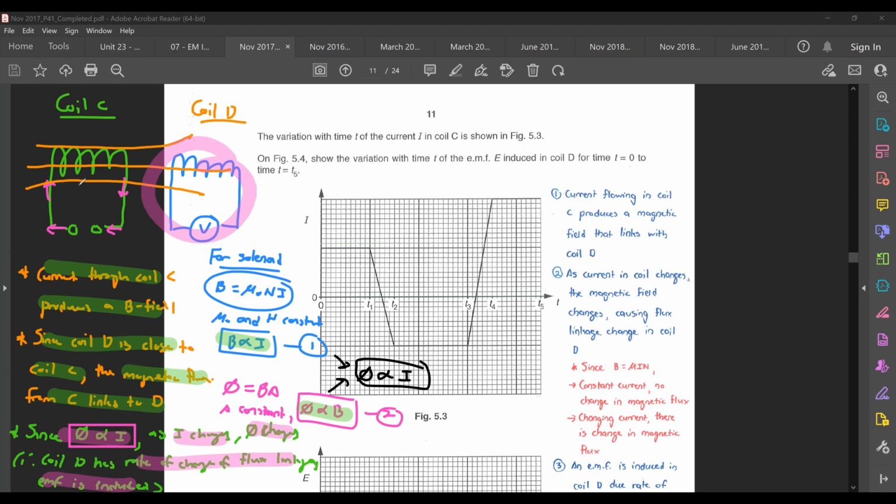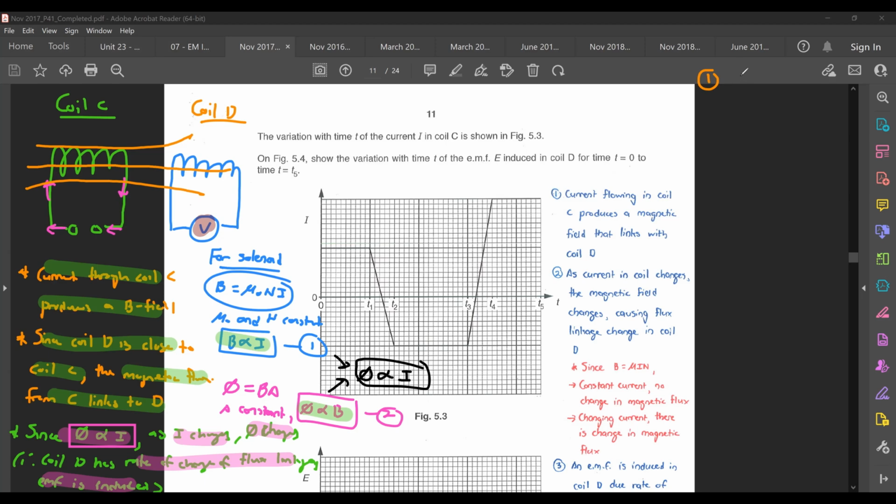So if your current changes in coil C right now, it causes the flux to change. And at the same time, because coil D is linked to the flux from coil C, you have flux linkage change, or rather rate of change of flux linkage, you're definitely going to have an EMF induced. So what the question is trying to ask you to do now is to find out the EMF induced in coil D. That's the reason why you had a voltmeter here in the first place, to measure the EMF induced. So how are you going to get the EMF induced by just looking at the graph of current versus time here? Okay, this one, you can try to think of it as this.